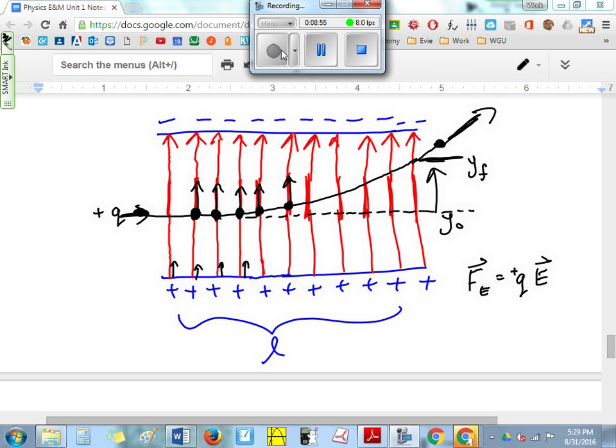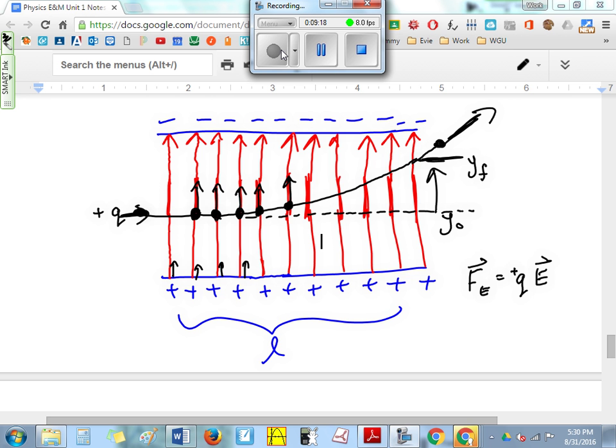Because the force only depends on the charge amount and the field amount. The field all through this region is uniform. Notice that these red lines do not get closer to each other. They do not diverge apart. Just nice straight lines equally spaced all the way across. That means that the field is uniform throughout.